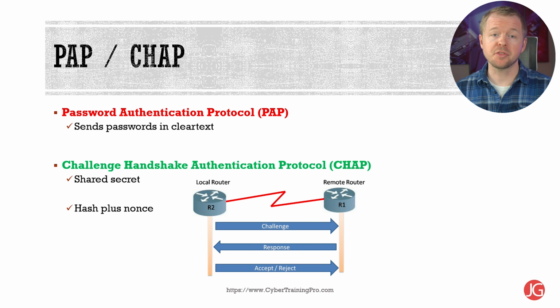The Challenge Handshake Authentication Protocol, CHAP, uses PPP and authenticates remote users, but it's considered more secure. With CHAP, the client and the server both know a shared secret or a password, but instead of sending the secret in clear text, the client hashes the secret and includes a nonce, or a number used once, provided by the server.